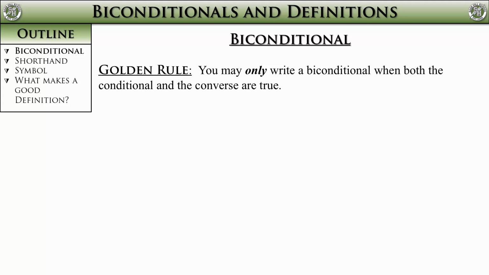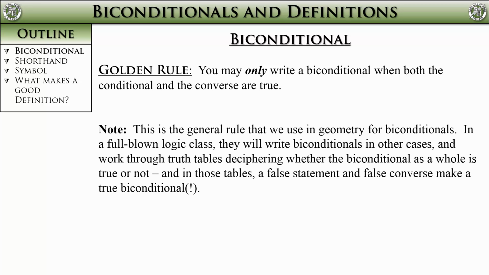But at this point, I need to note that this is one of those cases where mathematicians deal with a subject differently. In geometry, we only deal with biconditionals where both the statement and converse are true. That's why I wrote the golden rule at the top of the page. But I do need to point out here that in other branches of mathematics, they take a wider view and don't put that restriction on a biconditional. They write biconditionals when one or both the statement and converse are false.